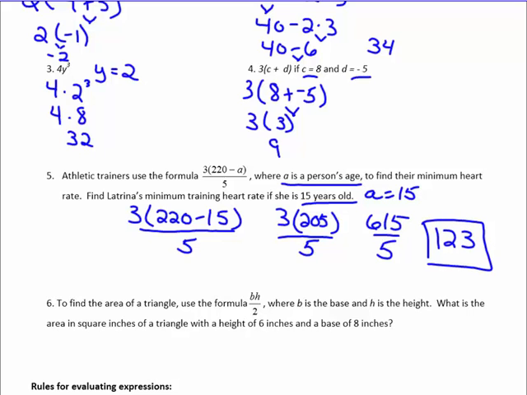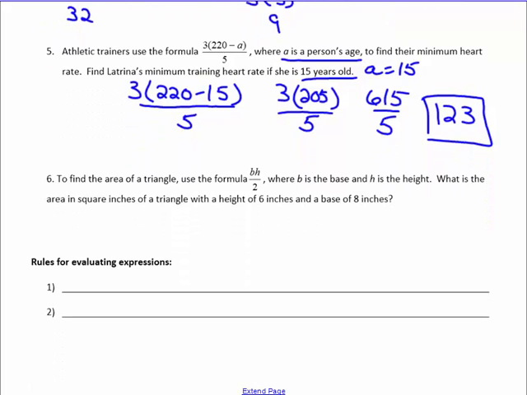Number 6: to find the area of a triangle, use the formula BH divided by 2, where B is the base, H is the height, and A is the area in square inches. We know we have a height of 6 and a base of 8. So I'm going to take out B: 8 times 6 divided by 2. Remember, when you have two letters, it means that they are being multiplied. 8 times 6, normally I would work down, but I didn't leave myself enough room here, is 48. Then you have to do 48 divided by 2, which is 24.